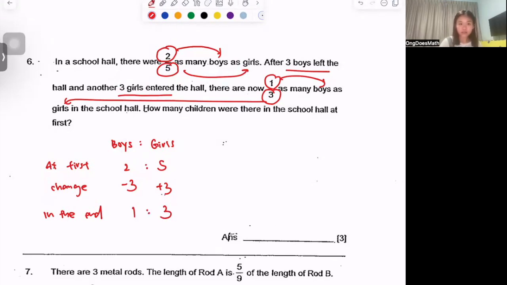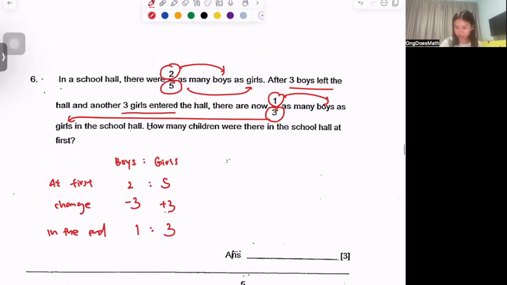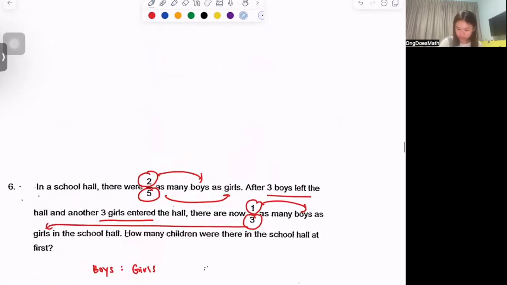So what is the thing that is constant at the start and in the end? This is a very important concept, so let's do it at the side. Imagine you got 9 students at first, regardless of gender. I tell you 3 students left the hall, and now another 3 students join in.